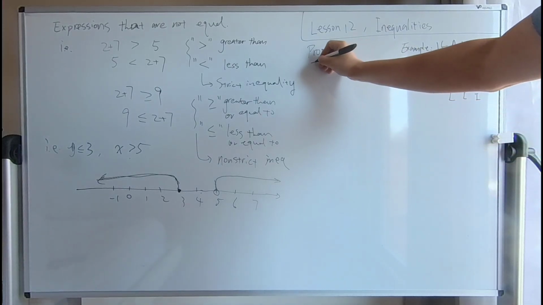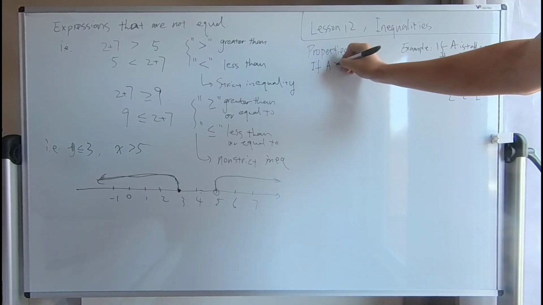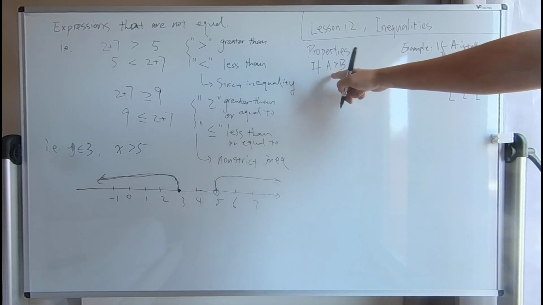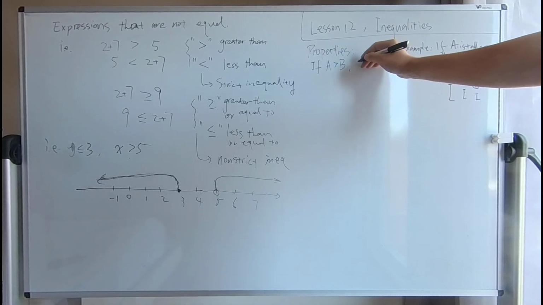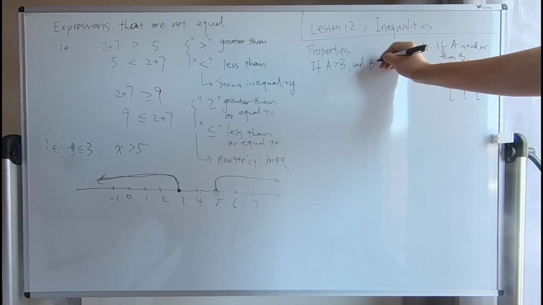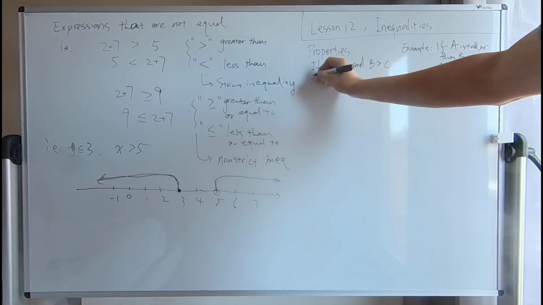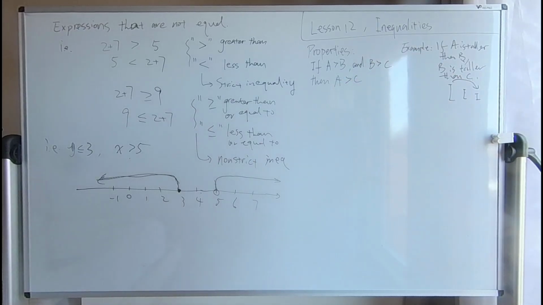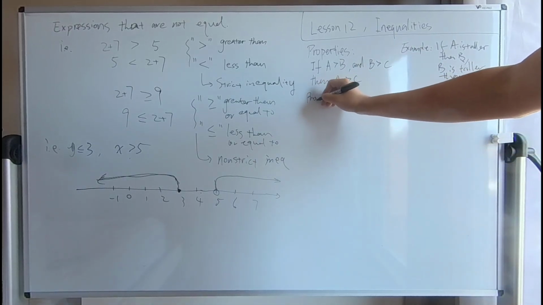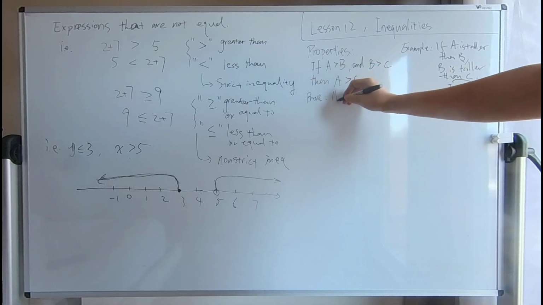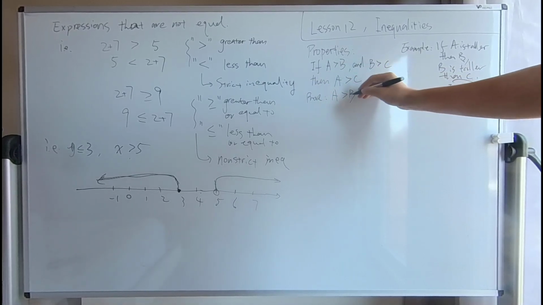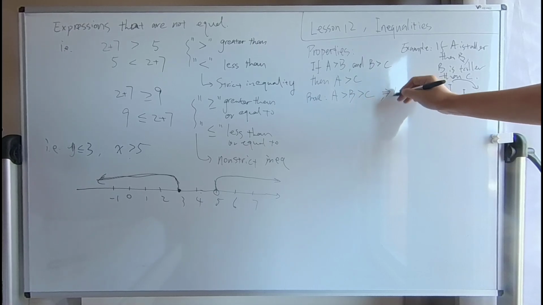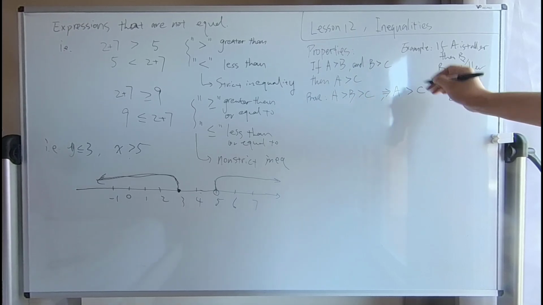So if A is greater than B, right? A is taller than B. If A represents the height, then A is greater than B, and B is greater than C. Then we have A is greater than C. This can be easily proved, right? Because I have A greater than B, I have B further greater than C, then A is greater than C.